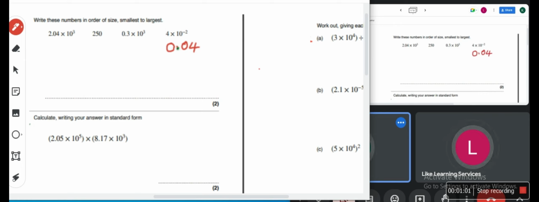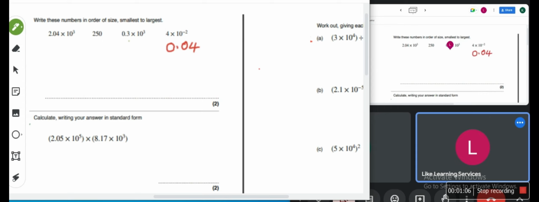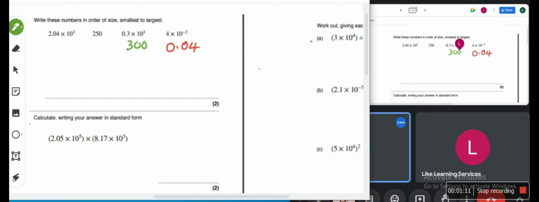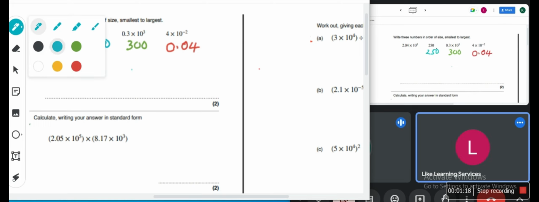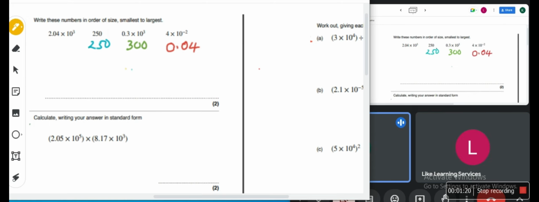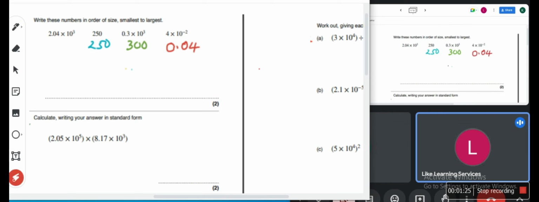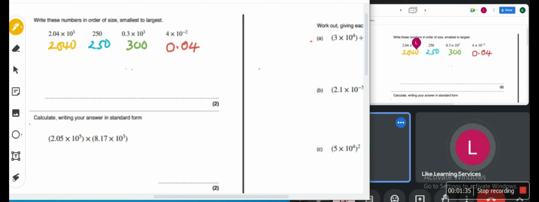What will this one give? The one next to it, 0.3 times 10 to the power 3. I think that is 300. Then of course this is 250. And this one is what? 2040. Because you're multiplying by 1000, just like you multiply this one by 1000 too. Okay. 2040.